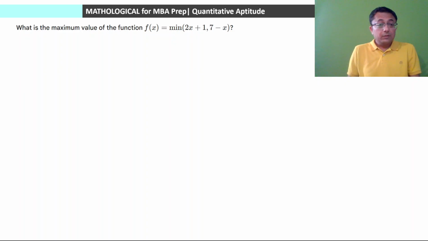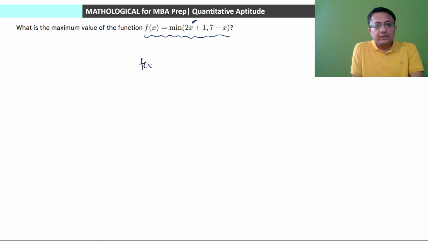So let us start with the first example. In today's session, all the functions will be defined by a minimum operator or a maximum operator. For example, in this case, our function f(x) is defined as minimum of 2x plus 1 and 7 minus x. So there will be two cases. Either the value of f(x) will be equal to 2x plus 1 or the value of f(x) will be equal to 7 minus x.